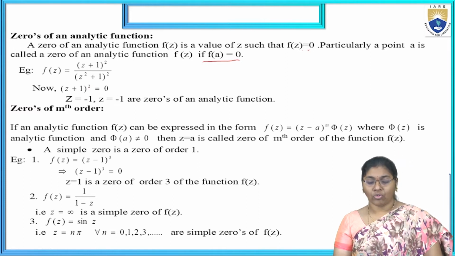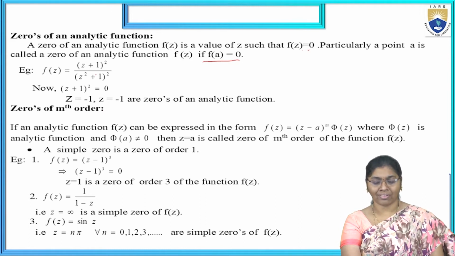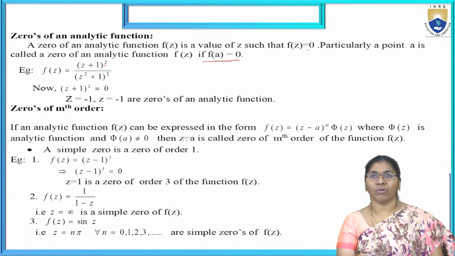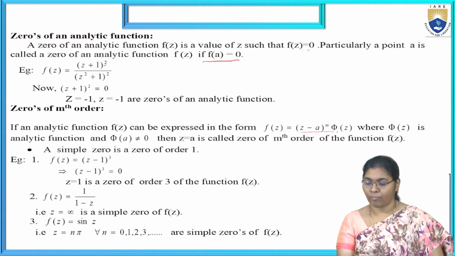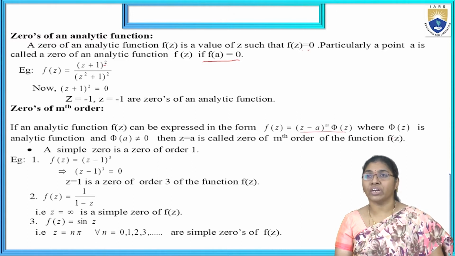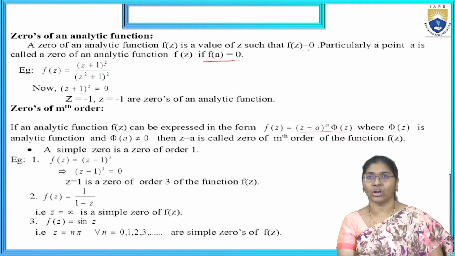Now, zeros of an analytic function, mth order. Here this is second order. Now, we are discussing the mth order. If an analytic function f(z) can be expressed in the form f(z) equal to (z minus a) to the power of m times phi(z), this is the form, where phi(z) is an analytic function and phi(a) is not equal to 0. Always phi(a) not equal to 0.